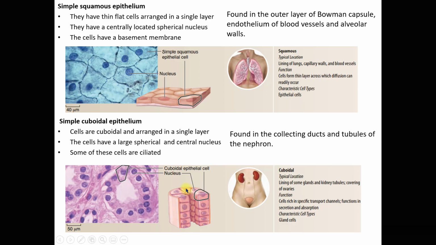The cells have a large spherical, central nucleus, very similar to the simple squamous cells. Some of these simple cuboidal cells are ciliated. The simple cuboidal epithelium can be found in the collecting ducts and tubules of the nephron. The nephron is the basic unit of your kidney. Other places where the simple cuboidal epithelium functions as covering epithelia are the lining of some glands and kidney tubules, as well as the covering of the ovaries.